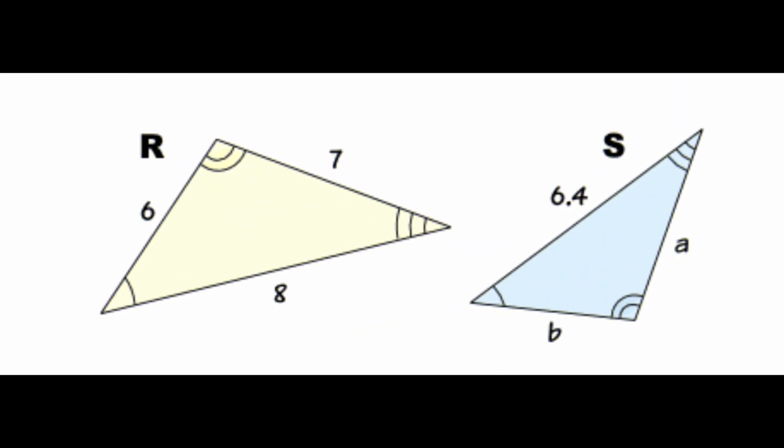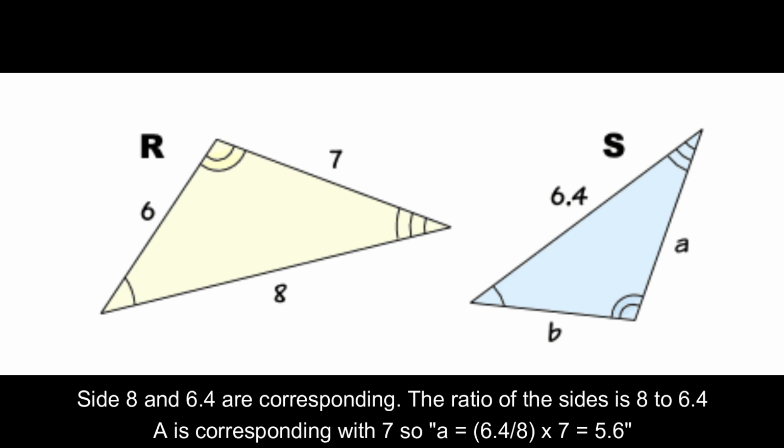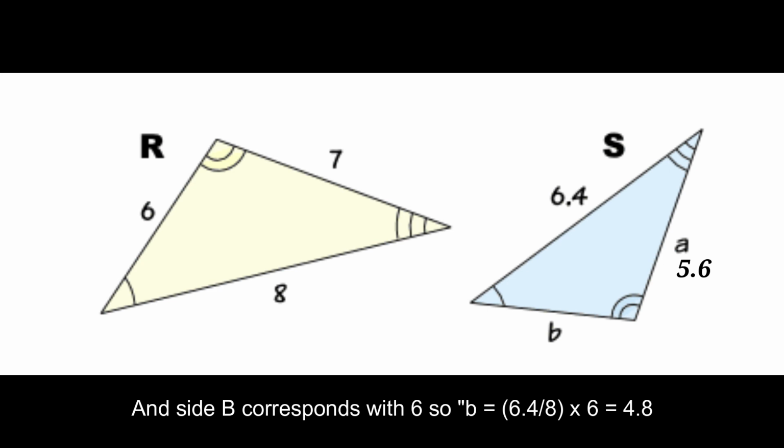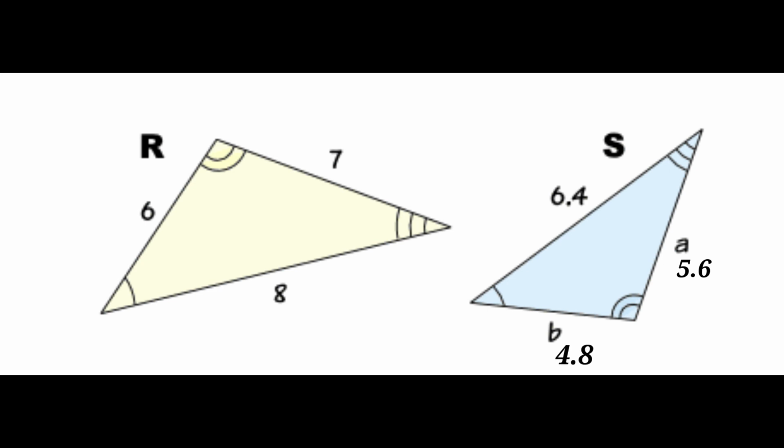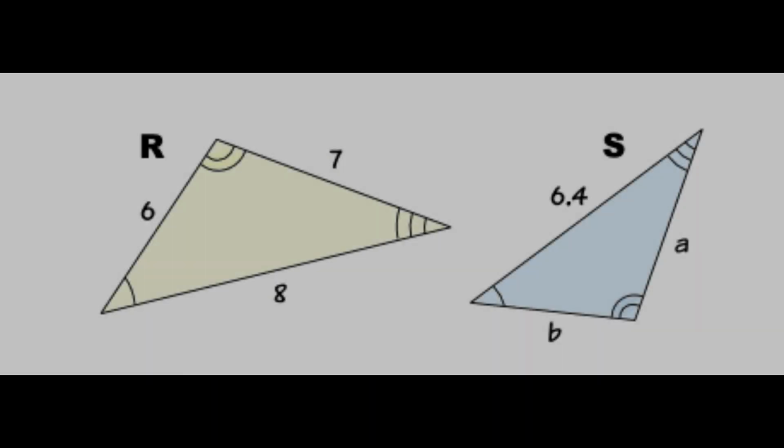Then we have similar triangles. In similar triangles, all the angles are equal to each other, but the sides are different. They correspond. 8 corresponds to 6.4, 7 to A, and 6 to B. So the ratio is 8 to 6.4, so A corresponds with 7, so A is equal to 6.4 over 8 times 7, which is equal to 5.6, and B corresponds with 6, so B equals 6.4 over 8 times 6, which is equal to 4.8.